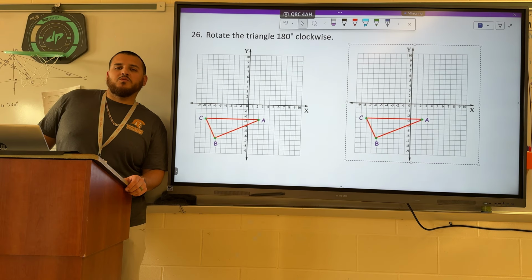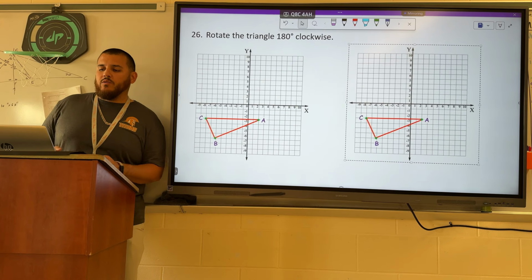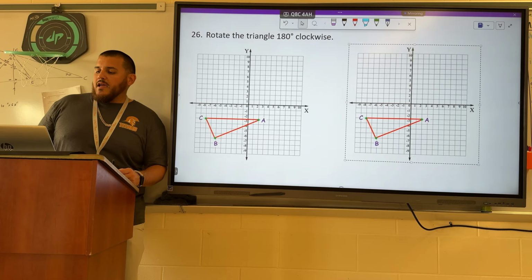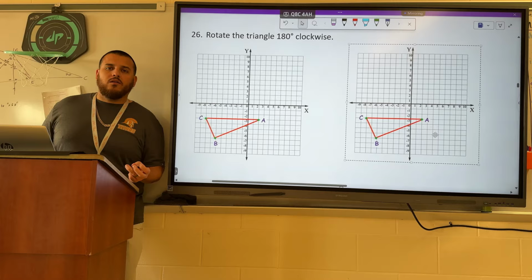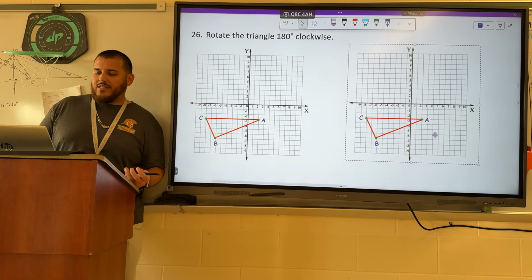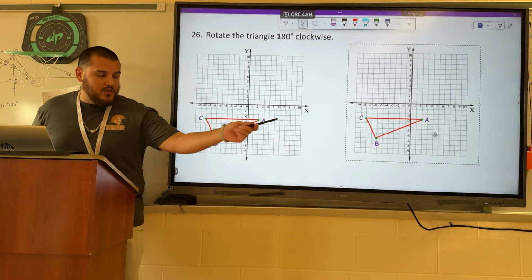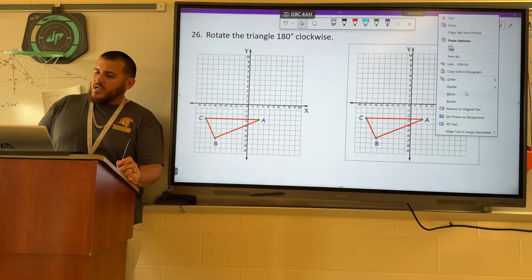In example 26, we're performing a 180-degree rotation clockwise. Again, direction doesn't matter for 180 degrees because if we go clockwise or counterclockwise, we're still going to end up upside down. I have the pre-image here duplicated to the right to show you this rotation.